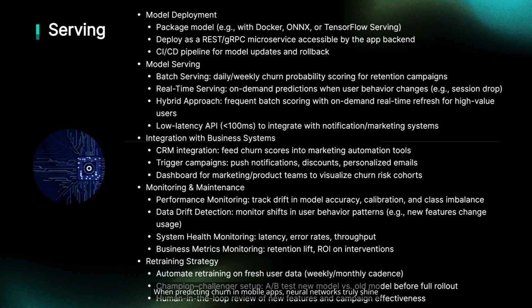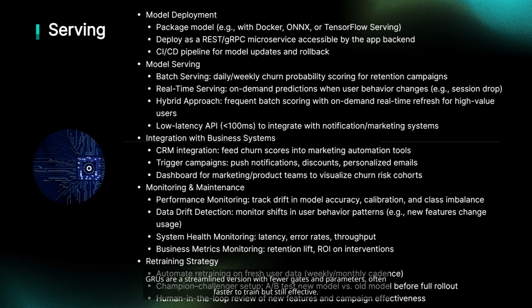When predicting churn in mobile apps, neural networks truly shine when user activity is sequential, since simple classification models can't capture temporal patterns well. We start with RNNs. The most widely used are LSTMs and GRUs. LSTMs use a system of gates, input, forget, and output, to control how much past information is carried forward. This allows them to capture long-term dependencies. For example, if a user's engagement slowly decreases over several months, an LSTM can learn that this gradual trend is predictive of churn.